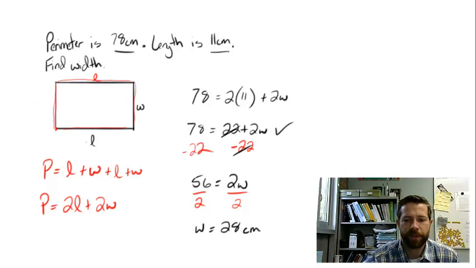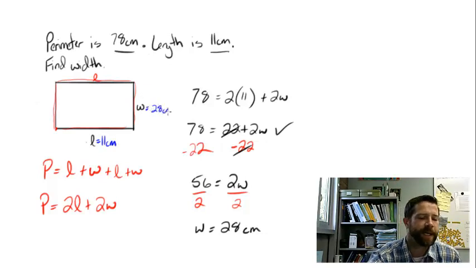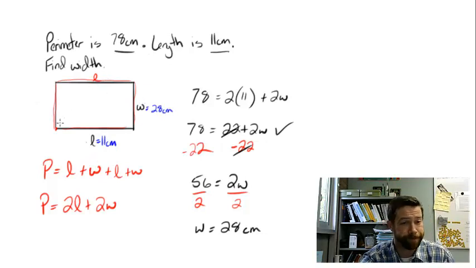If you cared, what you could do is always check this out. You could say we know that we were given that this is 11 centimeters right here as a length. We think we have correctly that the width is 28 centimeters, and just add these up. 11 plus 28 plus another 11 plus another 28. If that equals 78, we've accomplished the task at hand.